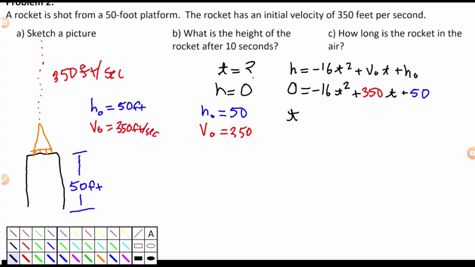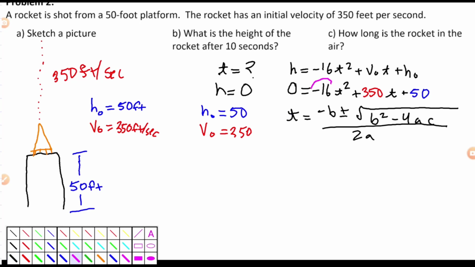So t is equal to negative b plus or minus the square root of b squared minus 4ac, all over 2a. Okay? And now remember what A, B, and C are. Let me just circle those. A is going to be the negative 16, that's A. B is the positive 350, that's B. C is the positive 50. So there's A, B, and C.